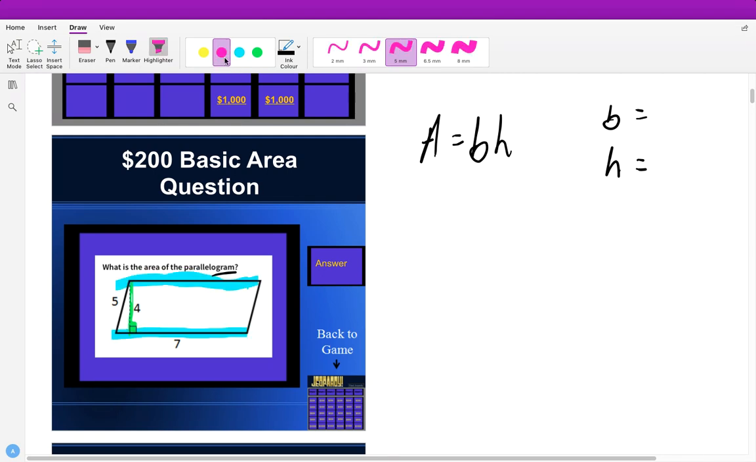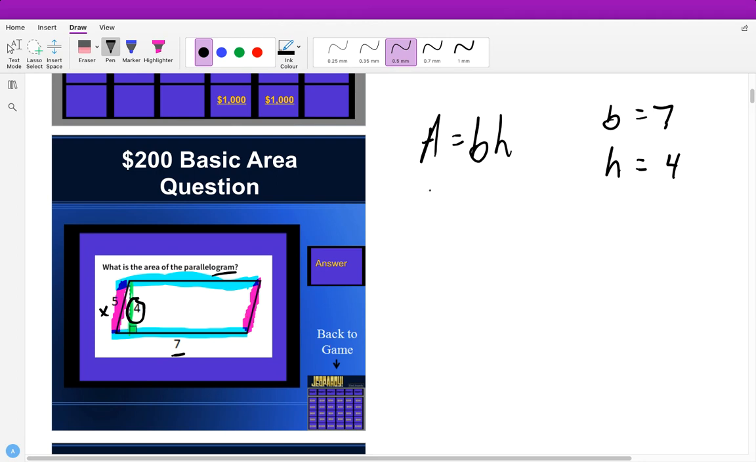Now remember, if you're having trouble with seeing these, highlight your opposite bases the same color, and then look and see, well, which one is this height connecting? And it's clearly touching the two blue bases. So that means that this dotted line is going to be our height. So 4 is our height. And then the distance or the length of the blue base is going to be our base that we're using, 7, because this height is connecting those two bases. We cannot use 5 as our base because this height is not connecting the two pink bases.